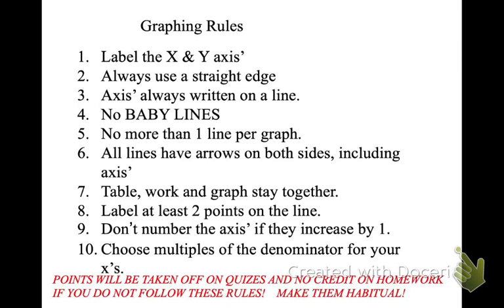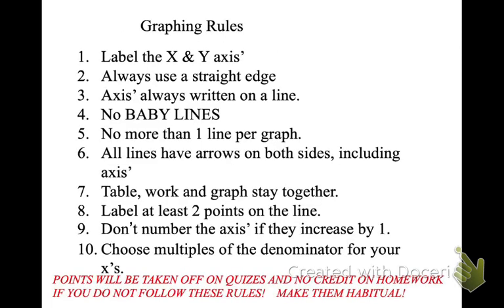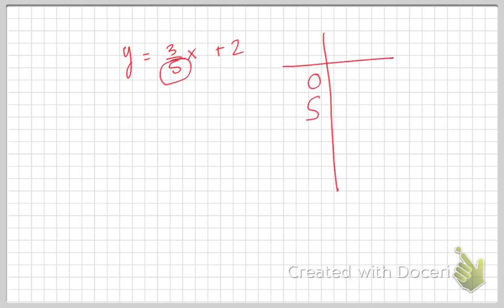Number ten, choose multiples of the denominator for your x's. I'll explain that. So, for instance, if your equation is y equals 3/5 x plus 2, in your table, you're going to choose multiples of 5: negative 5, 0, 5, 10, that kind of thing. Multiples of the denominator will give you whole number points.